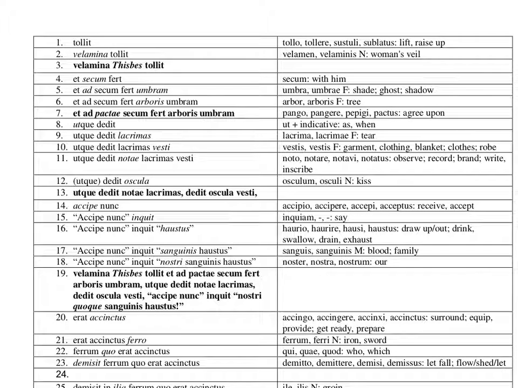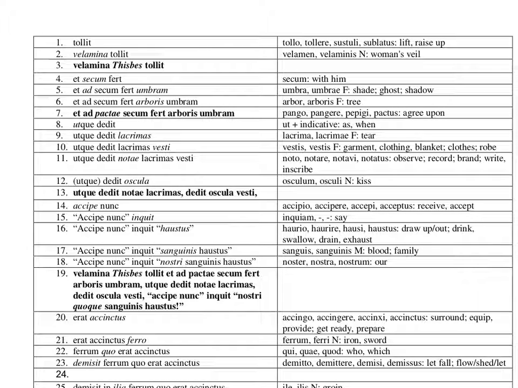Number 6, et ad se confert arboris umbram. And he brings it with him to the shadow of the tree. Okay. Et ad pactae se confert arboris umbram. And he brings it to the shadow of the tree having been agreed upon. With himself. Yes, with himself. Right.